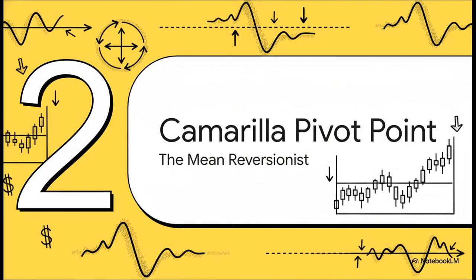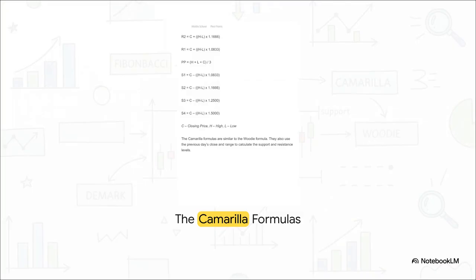Okay, let's move on to our next variation, the Camarilla pivot point. Now, this one is built for a very specific type of trader, a trader who absolutely loves the concept of mean reversion. So the formulas here, yeah, they look a bit more complex. That's because they're actually generating 8 different levels, for support and for resistance. Each one uses the previous day's close and its range, but it's multiplied by a very specific number to create this tighter cluster of levels right around the price action.